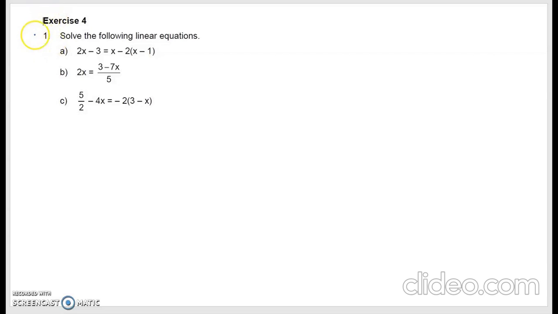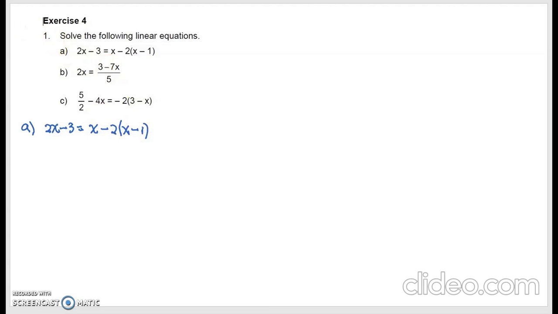Now we look at the solution for exercise 4, question number 1. Solve the following linear equation. So here is the linear equation. Let's say question 1a. Given that 2x minus 3 is equal to x minus 2 in the bracket x minus 1.